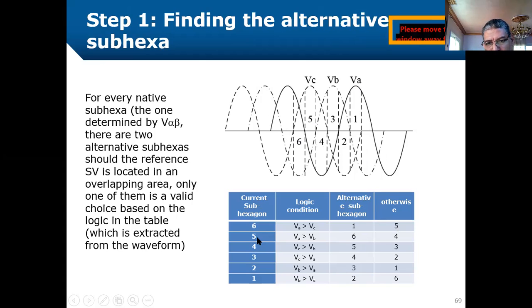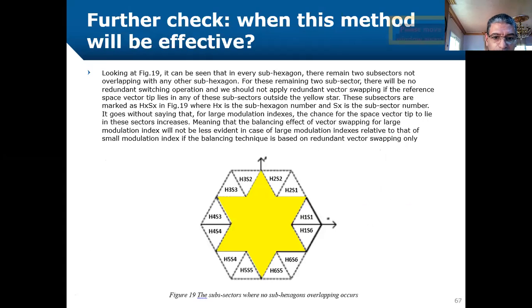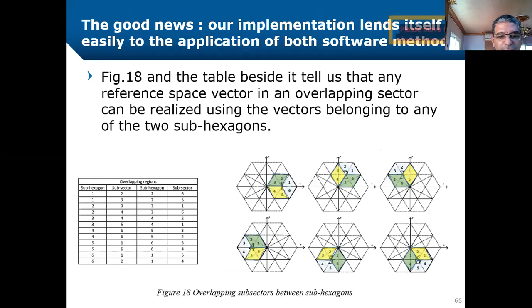The same way in sector 5, the alternative is either in subhexa 6 or in subhexa 4, based on the check of VA with respect to VB. So it's always a simple choice to find the alternative subhexa if it exists. And we know if it exists from where? From the table of redundancy. As we say, we have 12. These are 1, 2, 3, 4, 5, 6, 7, 8, 9, 10, 11, 12.